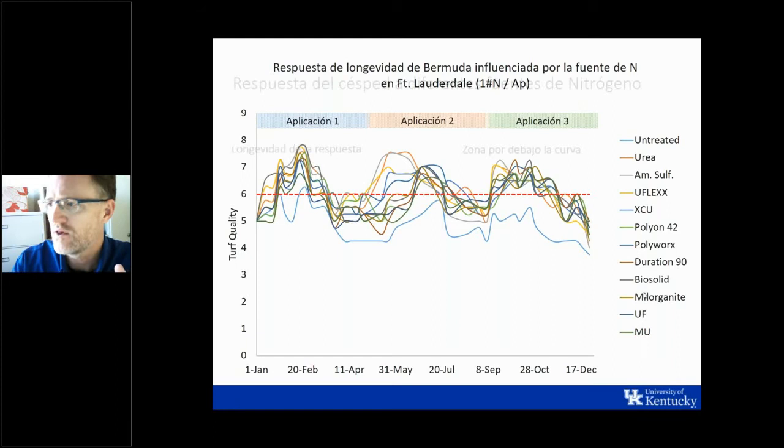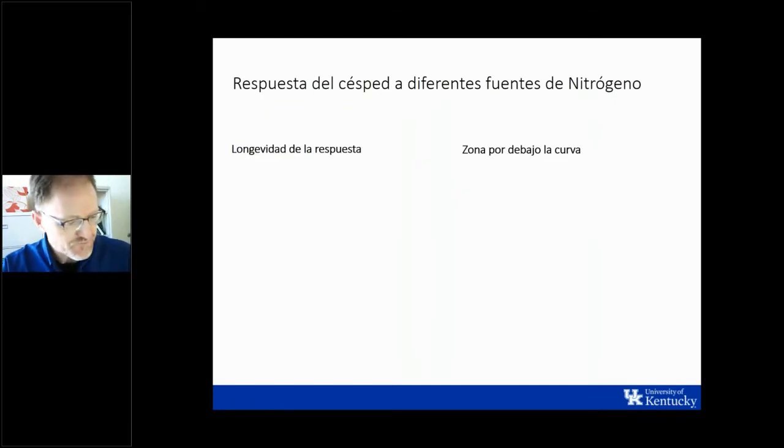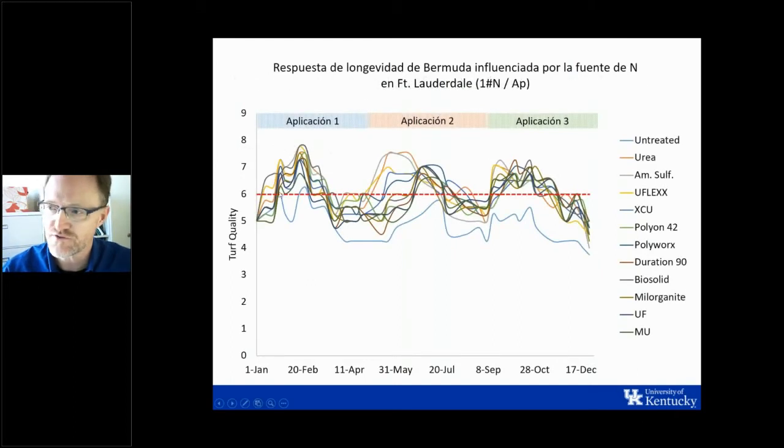Okay, so, turfgrass response to nitrogen source. Now we have some numbers. We've done this work, as I just showed on this slide. We didn't have these numbers for a long time. Now we have at least some numbers that we can include into that equation and come up with a balanced assessment of the actual cost.